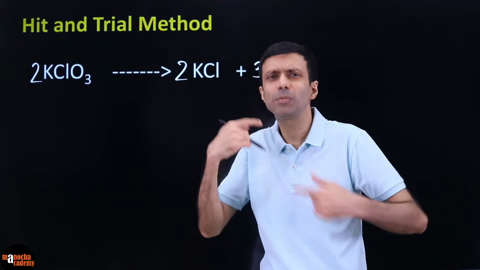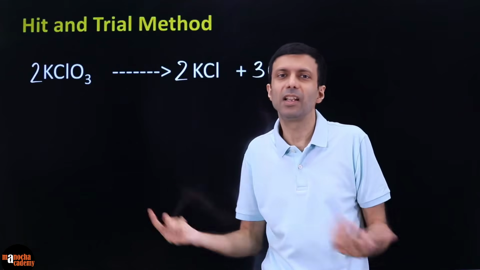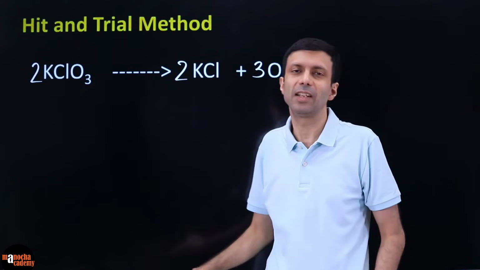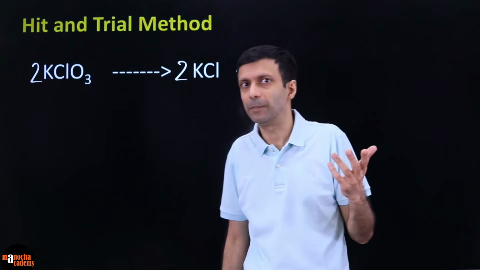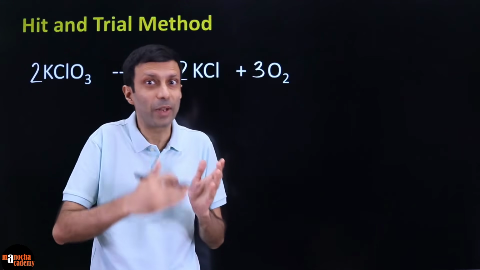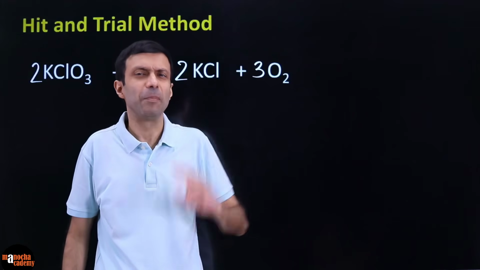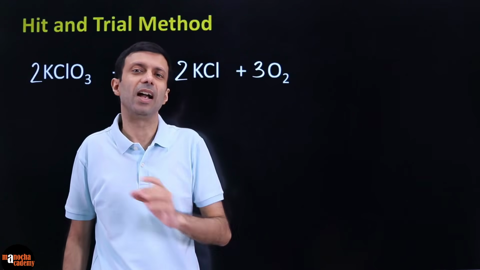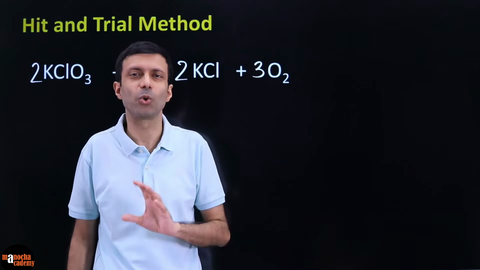So hit and trial is just putting the numbers, keep on trying till you get the combination without making the table. So you're basically doing it mentally. And I would recommend it because once you're familiar with the table method, you can upgrade yourself to hit and trial because it is way faster and the simple equations you can do quickly.